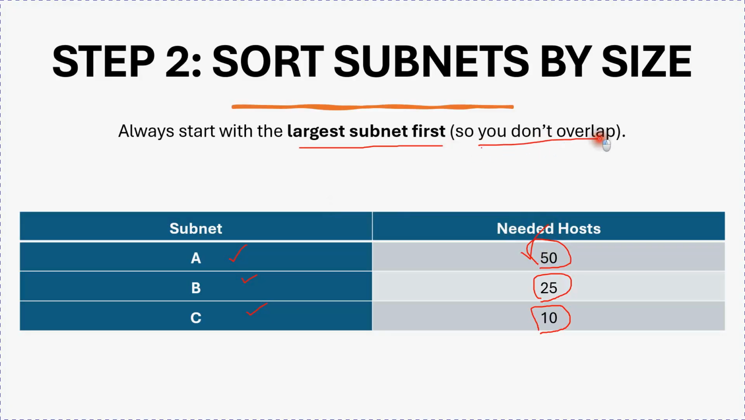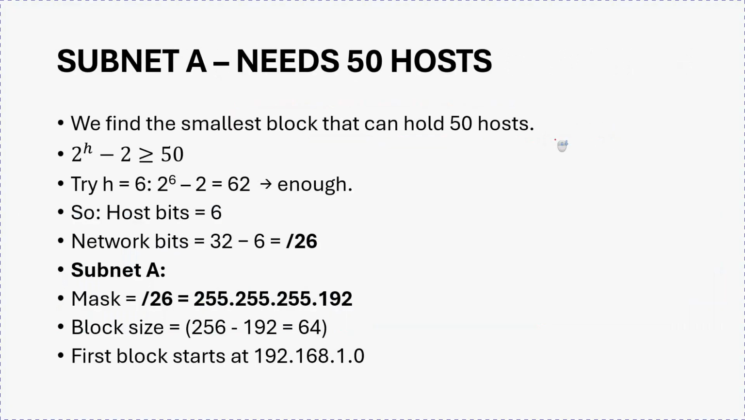What is meant by overlapping? If we provide two devices the same IP, that is called overlapping. So no two devices in the same network should ever have the same IP. That's the rule. Okay, so here we need to assign 50 hosts for subnet A.